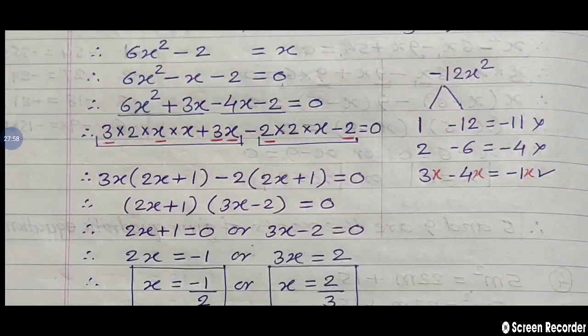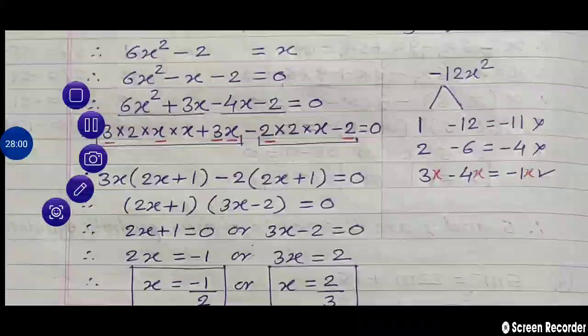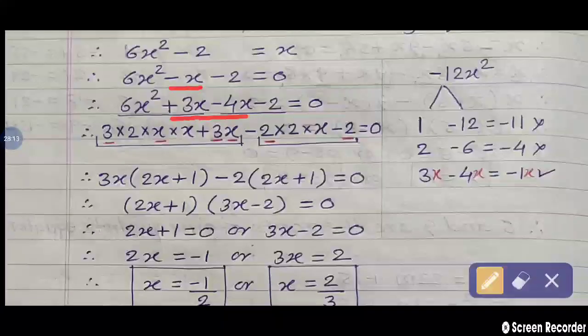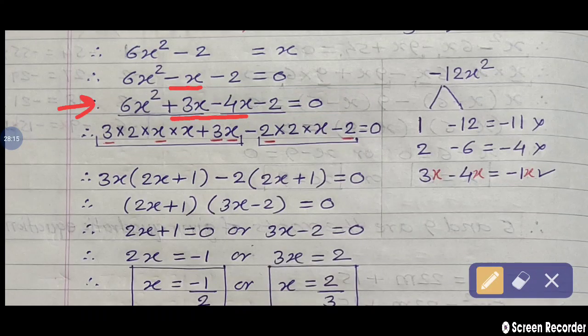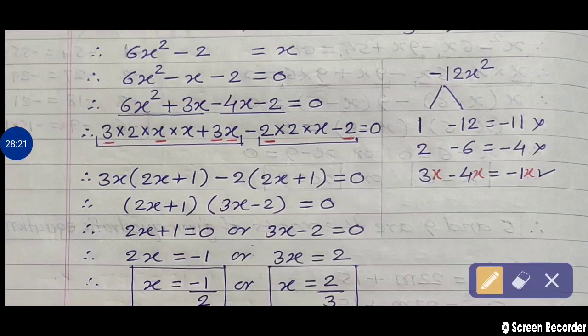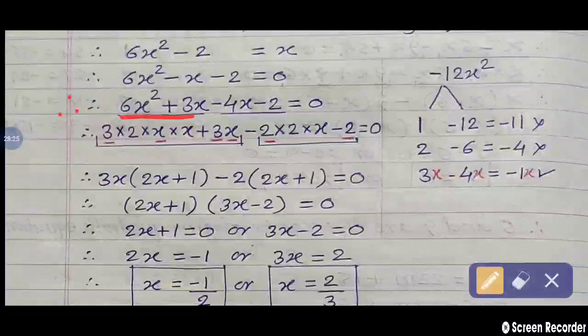So we split the middle term and write it as 4 terms. The middle term, that is minus x, is split into plus 3x minus 4x. So we are getting the 4 terms here. Now forming the groups of 2 terms: first and second, and third and fourth. Therefore, in this step, we are forming the groups of 2 terms.